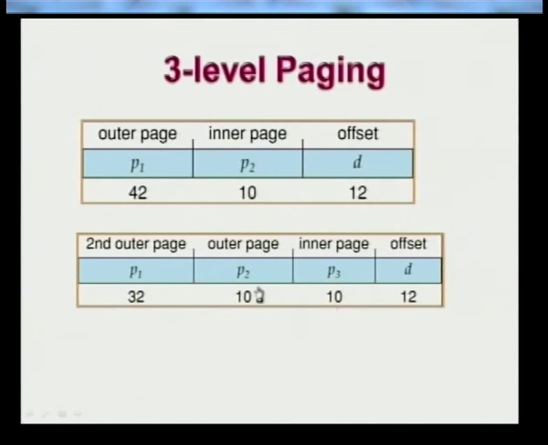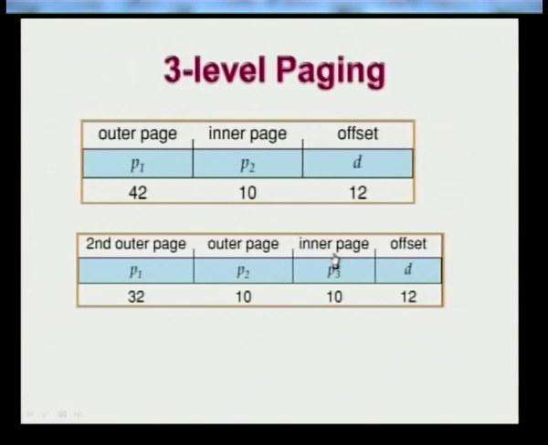In a three-level paging scheme, the offset is retained as such, and the inner page is retained as such as 10 bits. However, the outer page, which corresponds to 42 bits, is now separated into 32 bits as the second outer page and 10 bits as the inner outer page, or next level of our primary outer page. This is how the three-level paging scheme is organized.